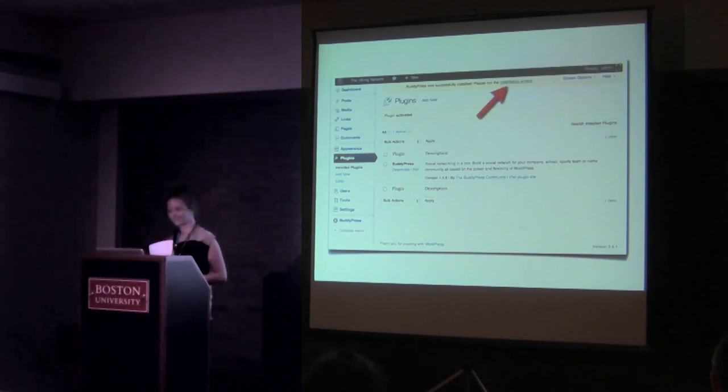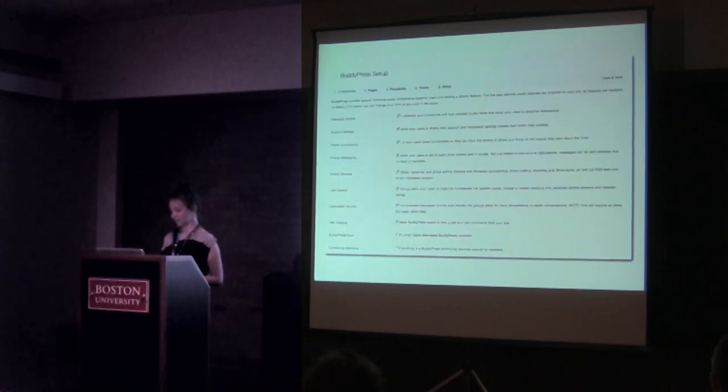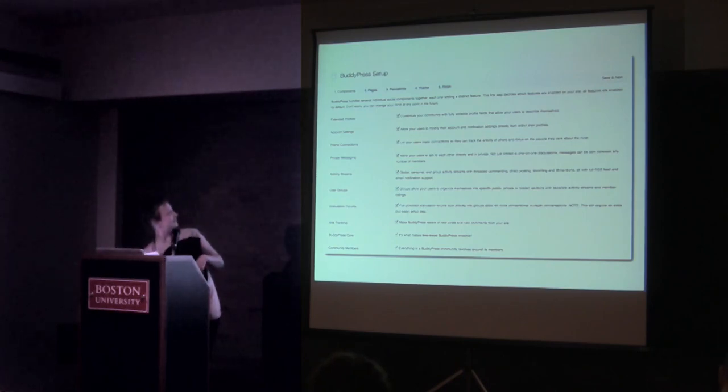There it is. So the first step is to choose the components that you want on your BuddyPress site. You can pick and choose these. It's not an all or nothing thing. It's not like if you install BuddyPress, you have to have forums and groups and private messaging and all that. You can maybe decide that you want forums, but not private messaging, or any combination of those. You can't really see that, but I'll tell you what they are.